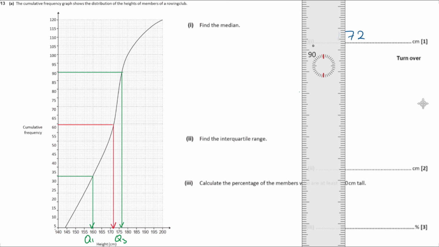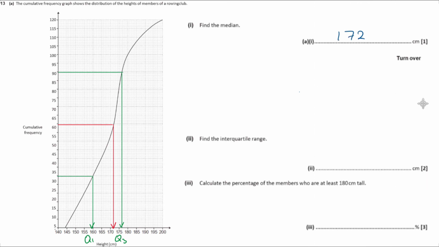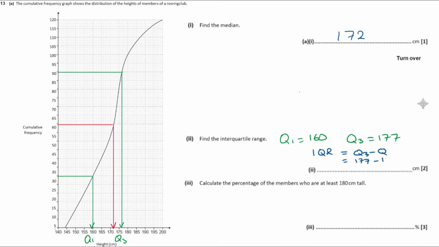So Q1 is 160. Q3 is 177. So the interquartile range is going to be Q3 subtract Q1, which is 177 minus 160, giving you, what's that, 17? And then finally it says calculate the percentage of members who are at least 180 centimeters tall.